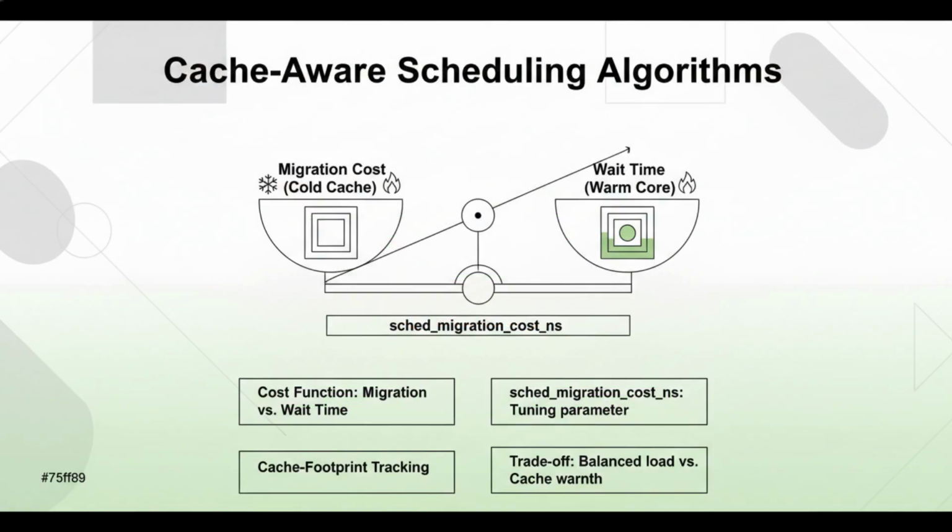Standard schedulers optimize for fairness and throughput, but for high-availability infrastructure, we need cache-aware scheduling. These algorithms track the cache footprint of each task. When the scheduler looks for a core to wake up a task, it calculates a cost function, the cost of moving the task to an idle core versus the cost of waiting for its warm core to become available. If the task's data is large, e.g. 2 megabytes, the migration cost is high. We can tune the sched_migration_cost_ns parameter in Linux to discourage the scheduler from moving tasks too aggressively, effectively trading a bit of load balance for significantly better cache hits.